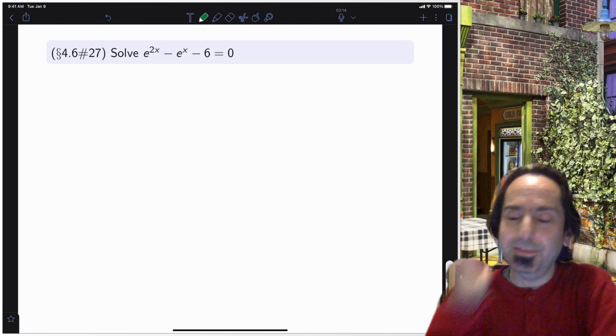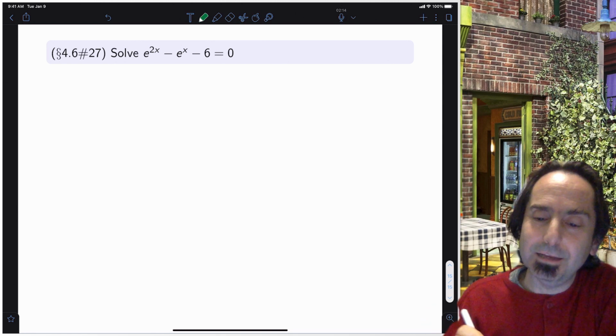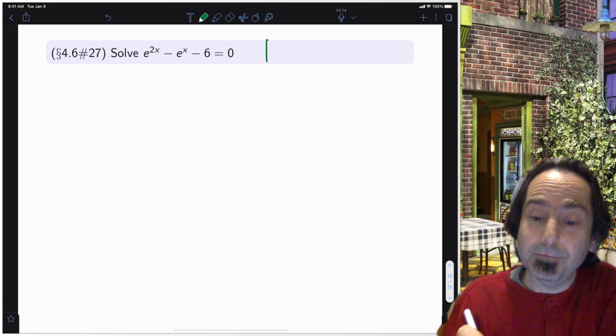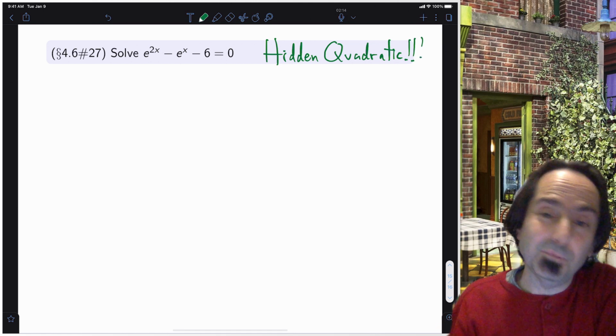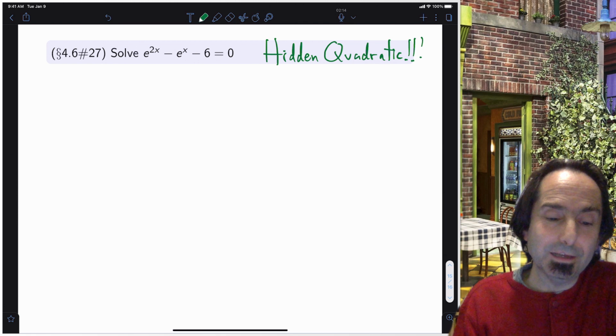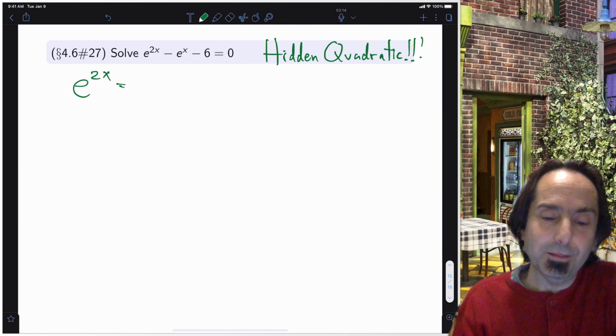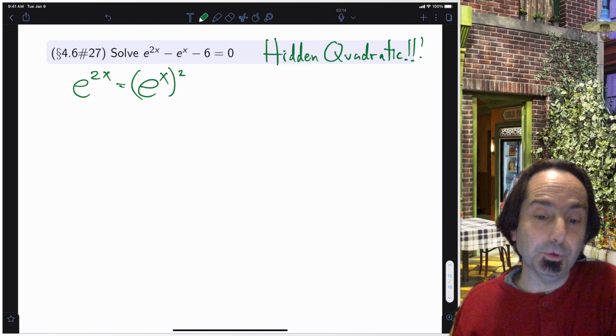Solve this. Okay, I think we're at the end. This is our last problem, and thanks for bearing with me. This is a hidden quadratic. Well, not so exciting, but really, this is a quadratic because I want you to notice something, that e to the 2x, that's the same as e to the x squared with the power rule for exponents.